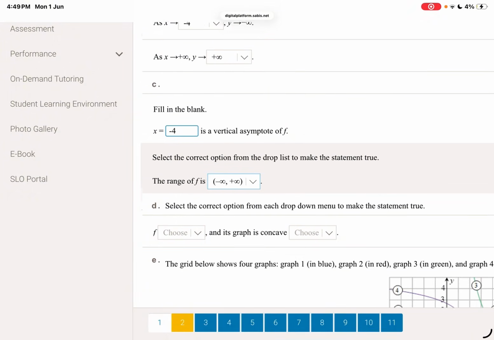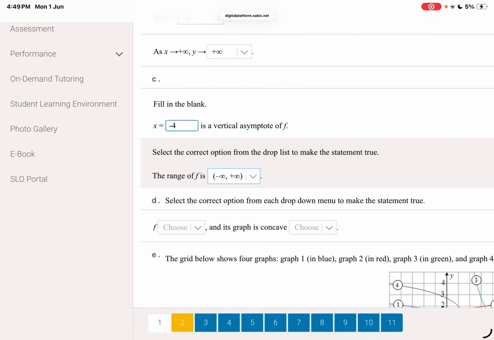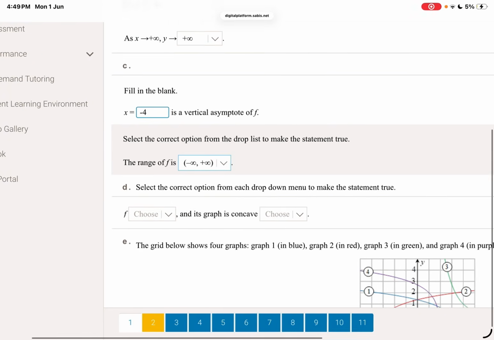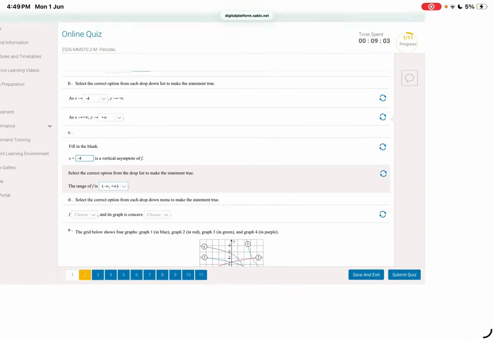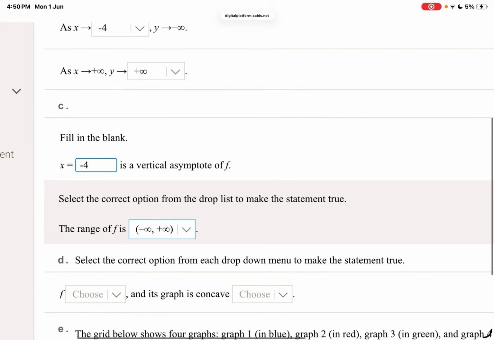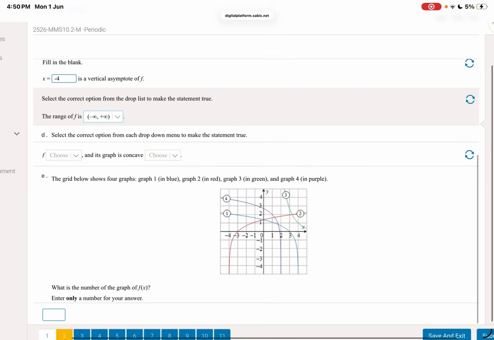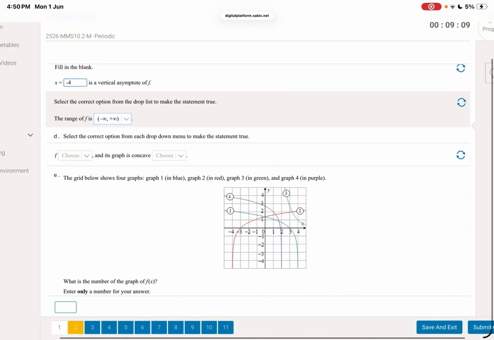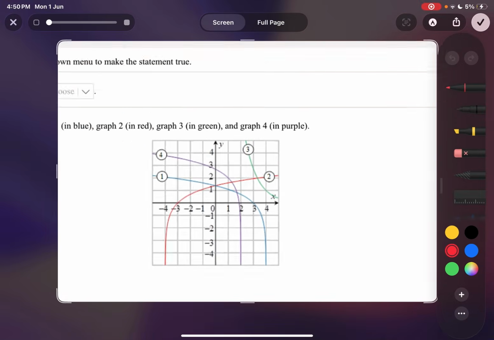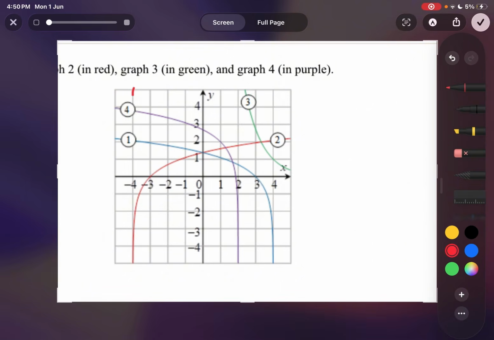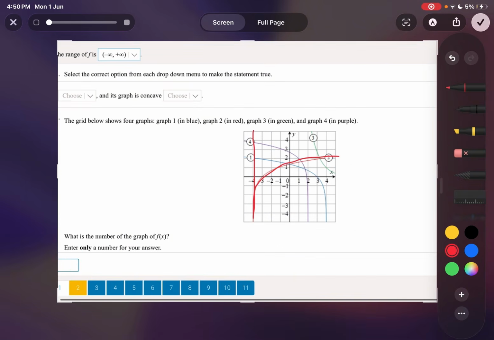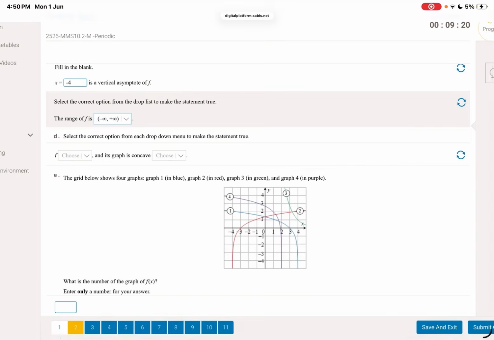It's only the y's. And then for part D and E, what I recommend is to do part E first and then move on to D. So how to find part E? Here we have the vertical asymptote as negative 4. And its only graph is the number 2. So it is graph number 2.